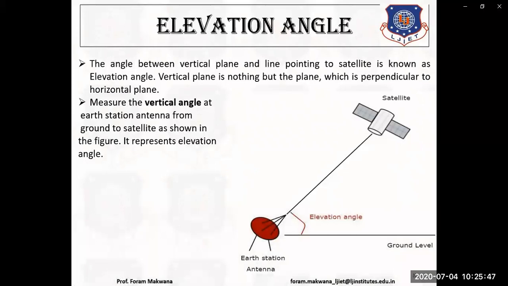So actually the antenna look angles is a brief theory about how to point a satellite antenna at a particular angle. How it can be done, we will discuss in the next lecture.